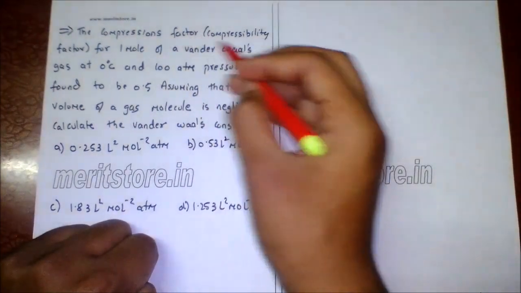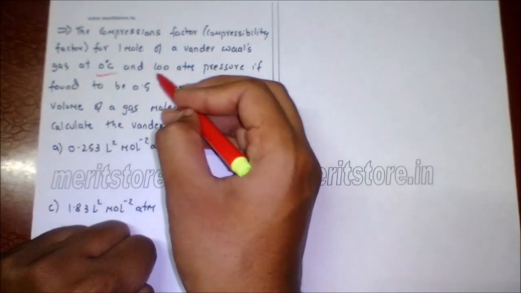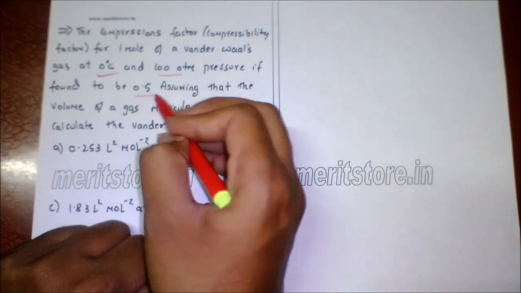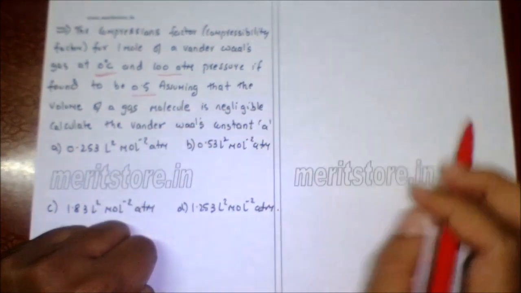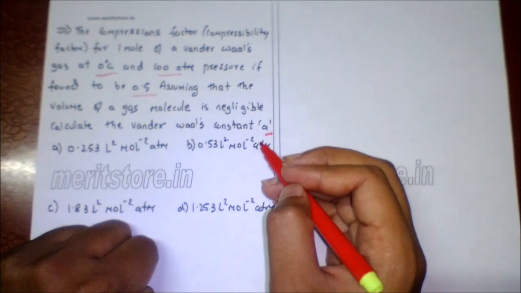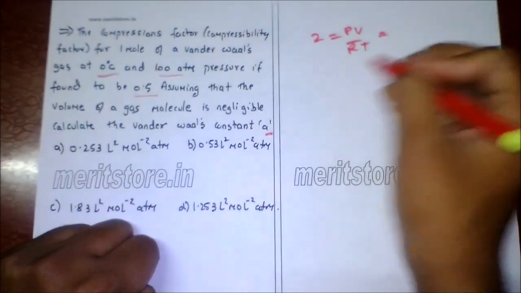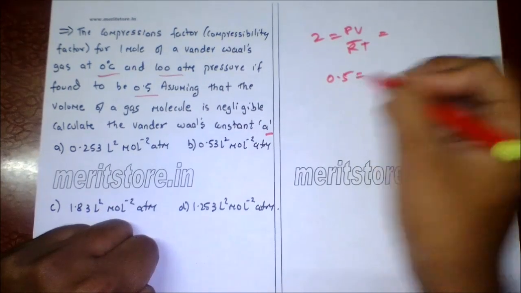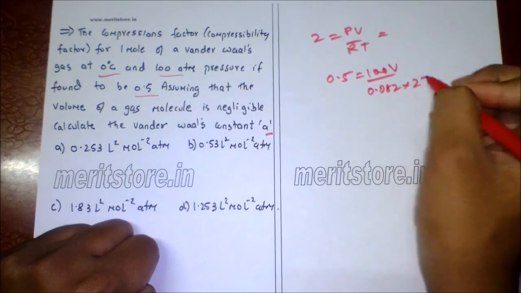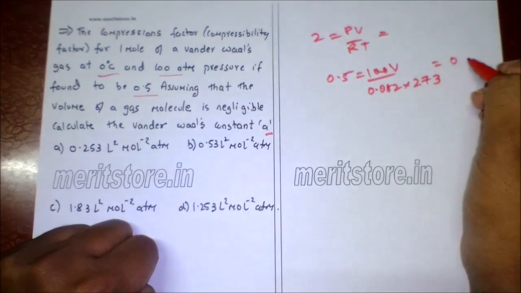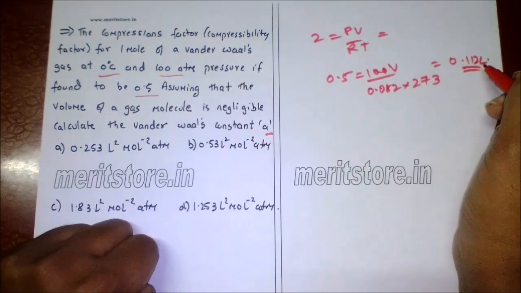The compression factor, that is compressibility factor, for 1 mole of van der Waals gas at 0 degree and 100 atmosphere pressure is found to be 0.5. Assuming that the volume of the gas molecule is negligible, calculate the van der Waals constant a. So we know that Z = PV/RT, which is 0.5 = 100 V/(0.082 × 273 Kelvin), which is 0.112 liters. So the volume is 0.112 liters.